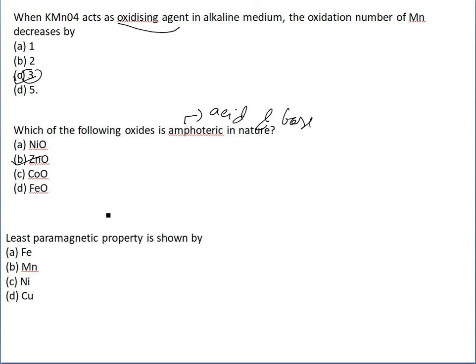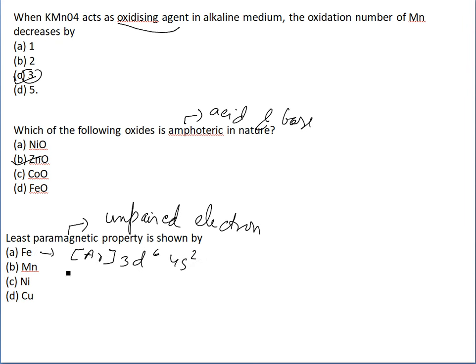Next question: least paramagnetic property is shown by. Paramagnetic property means the presence of unpaired electrons. Okay, unpaired electrons is paramagnetic nature. So we will see the configuration of all of this. Let's see the configuration. For Fe, the configuration is Ar, argon, 3d6, 4s2. Okay, 4 unpaired electrons are there.